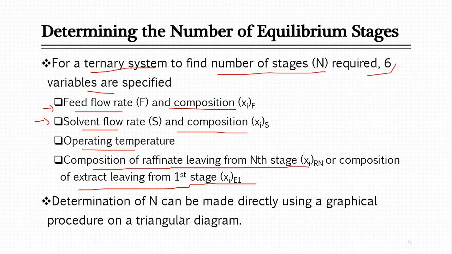And when you have these 6 parameters, you can use triangular diagrams and calculate the number of stages, as well as sometimes find the raffinate or extract composition, whichever is missing. Like if the raffinate one is given, then you will look for the extract one by using the same method, or if the extract one is given, you will look for the raffinate one. So these are the variables which will be involved.